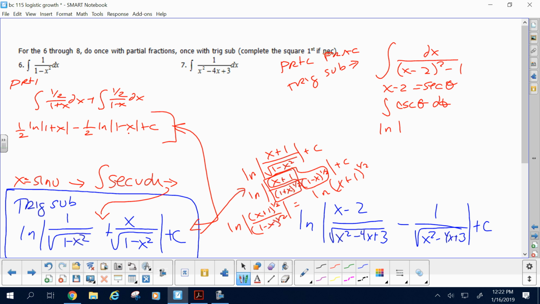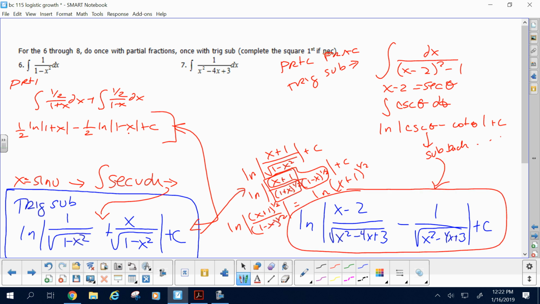When you integrate, it should be log of cosecant minus cotangent, and then I had a handful of people leave it there. You have to sub back. Your answer should be in terms of x. You cannot leave it there. All right. So then you'd sub back with the triangle. And the trig sub answer looked like that. It was a big mess. Okay? That's what the trig sub answer looked like without anything combined. All right, and then the back side.